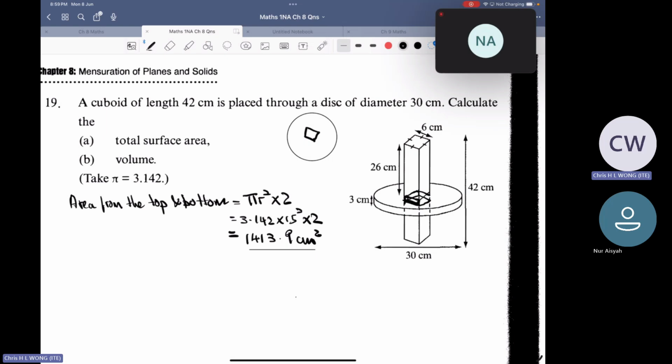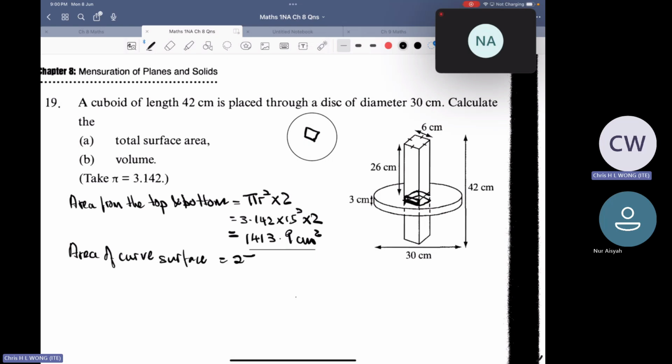Now I'm going to calculate the surface area. Now I'm going to calculate here, okay? This one, this surface area is the curved surface area, right? The formula is 2 pi r times 3, right? 2 pi r times 3. Okay. Area of curved surface.